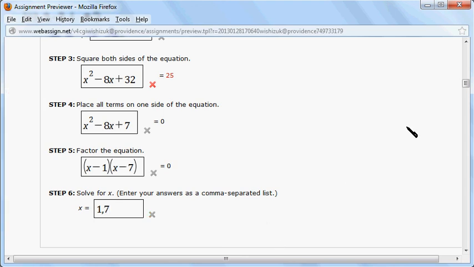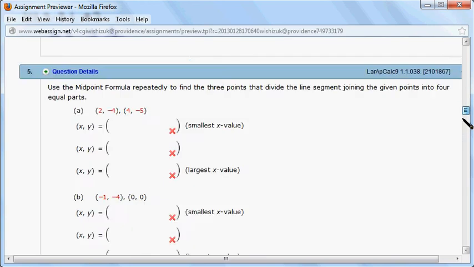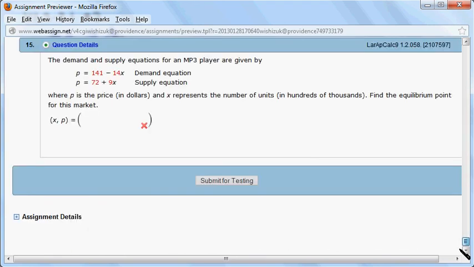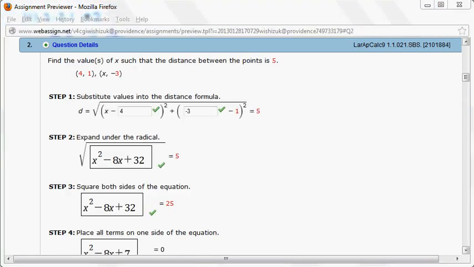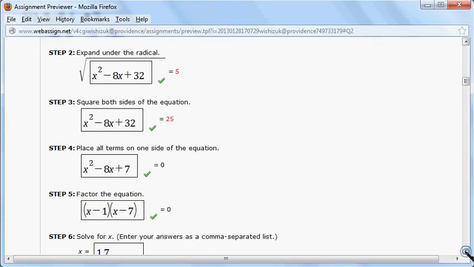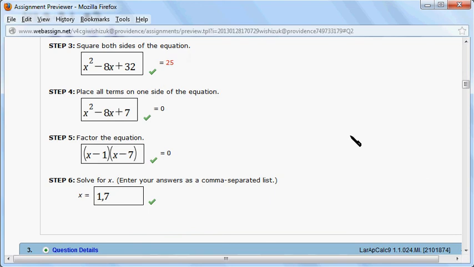All right, let's just submit and see if we get the right answer. So submit for testing. All right, I'll be right back. Okay, I came back and you can see that we got the correct answer, and these are correct, these are correct, and then scroll down a bit, and yep, everything is correct. All right, that's it. I hope that this was clear.